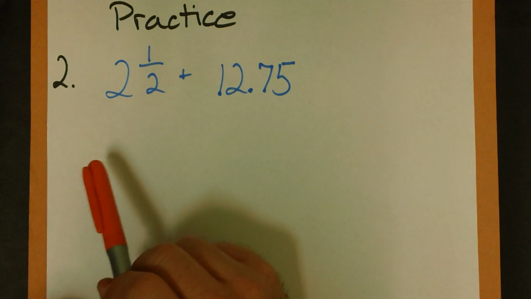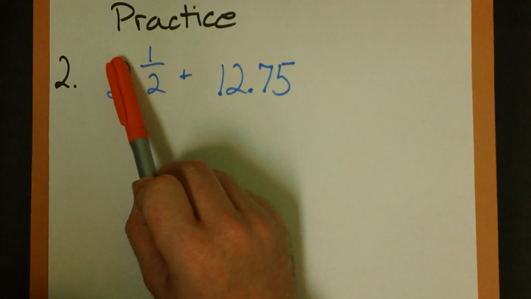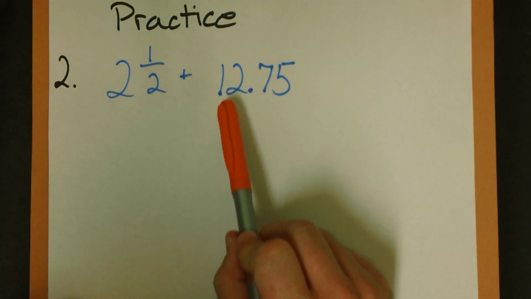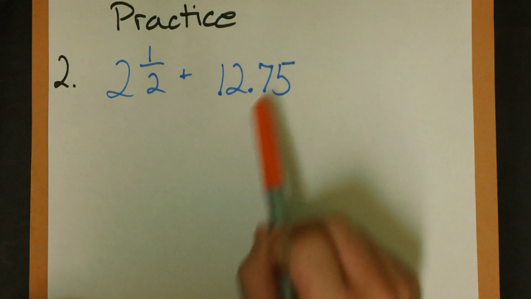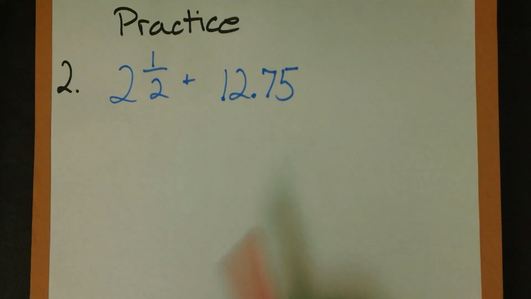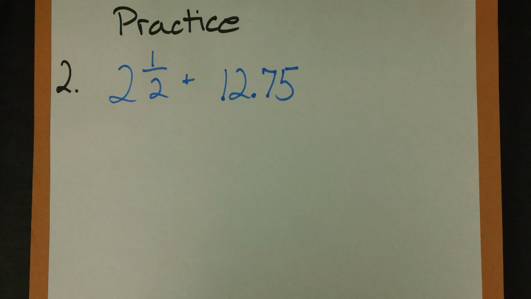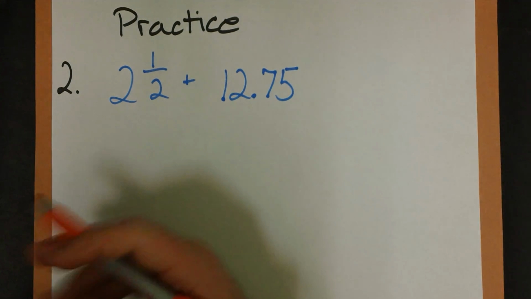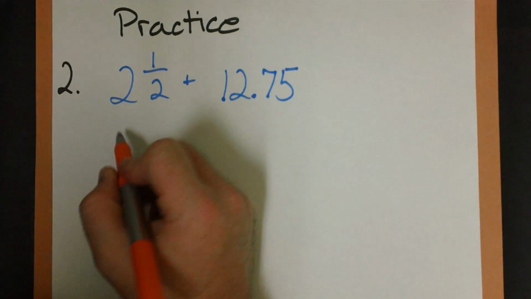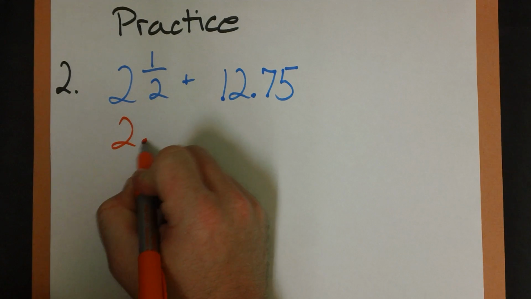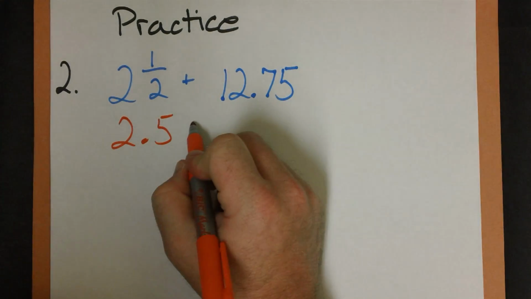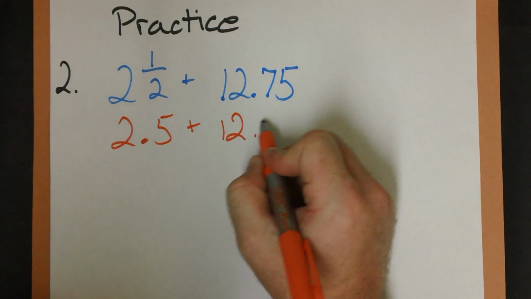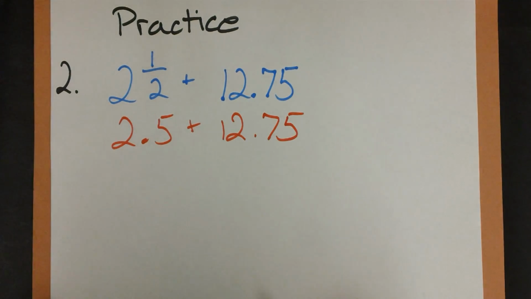Now, our last practice problem, I've included, we have a mixed number of 2 and 1/2 plus 12 and a decimal of 0.75. So we've got fractions and decimals to work with. It would be best to make them both decimals. You should understand that 1/2 is a decimal of 0.5 or maybe 0.50. So we're going to call this 2.5 plus 12.75.